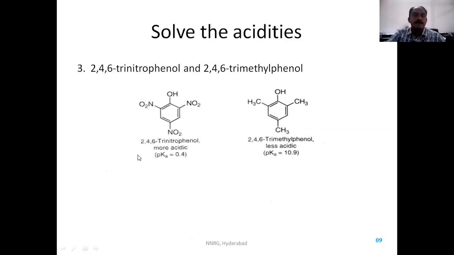We see 2,4,6-trinitrophenol and 2,4,6-trimethylphenol. Methyl group is an electron donating group. The nitro group is an electron withdrawing group. When you see, the acidity drastically increases in trinitrophenol, a very, very strong acid, and trimethylphenol is less acidic in nature. It is less acidic than phenol.